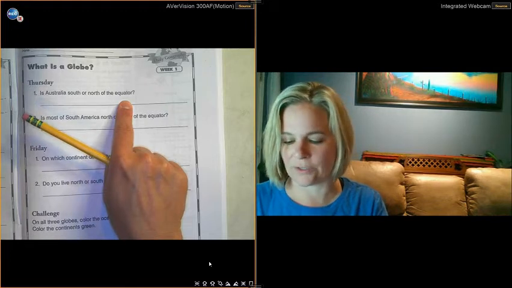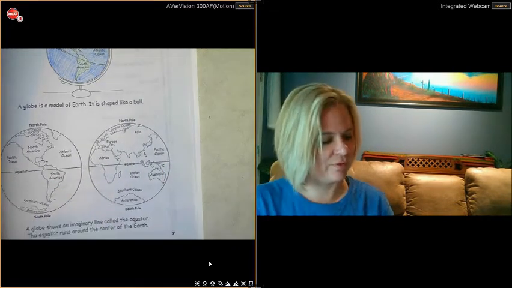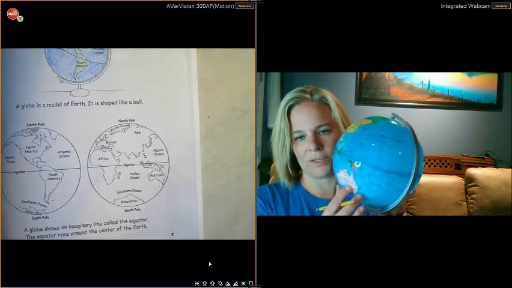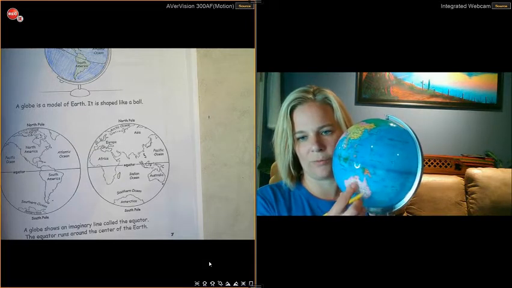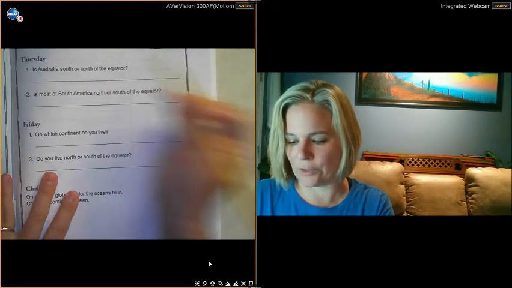Is Australia south or north of the equator? Well, you can either find Australia on our map over here to know. Do I travel down from the equator going south? Or do I travel north from the equator? Or if you have a globe, you can find it on the globe too. Is that heading south down from the equator or heading north up from the equator? It's heading down. We're going south. We would point our boat south if we were at the equator.